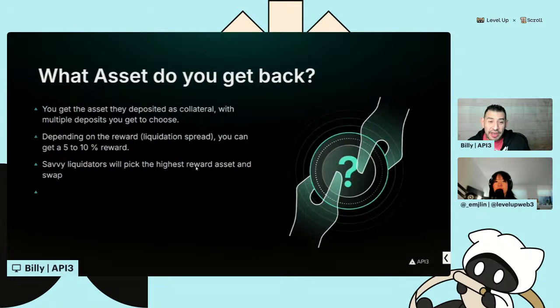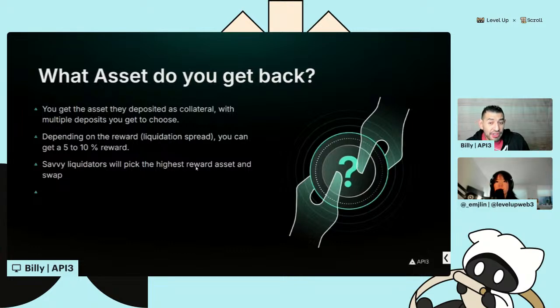So what asset do you get back? You get the asset that is deposited as collateral. With multiple deposits, you get to choose. So in this example, for simplicity, I deposited ETH and I got USDC. But that's not always the case with everybody. Sometimes I might have some wrapped BTC, maybe I have some ETH, maybe I have some Scroll token, and I put all those in and then I borrow USDC.